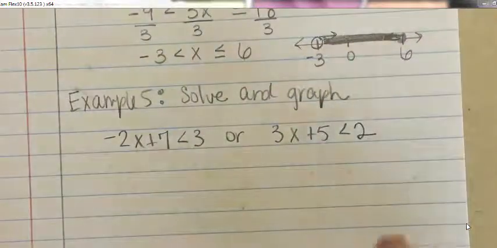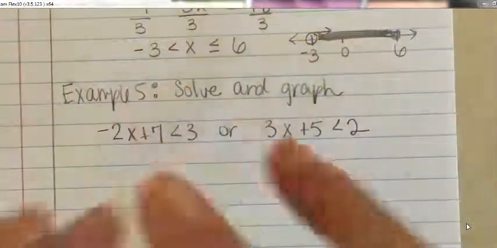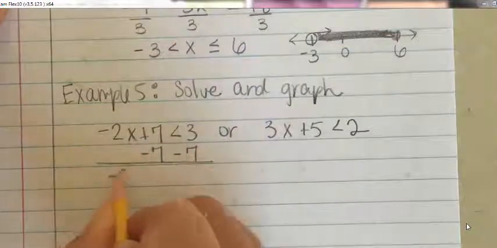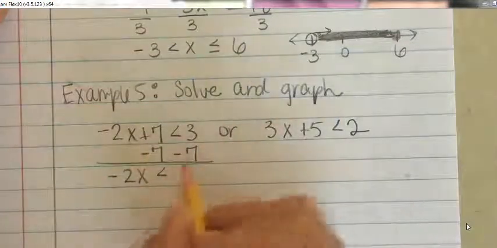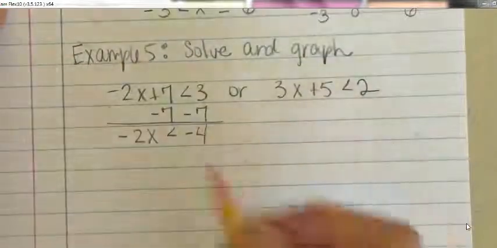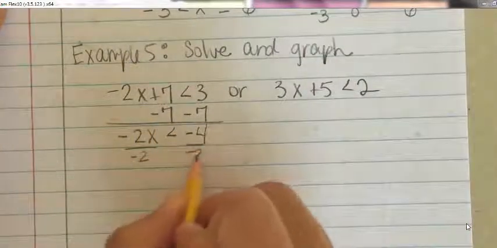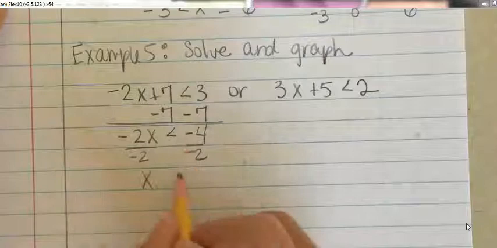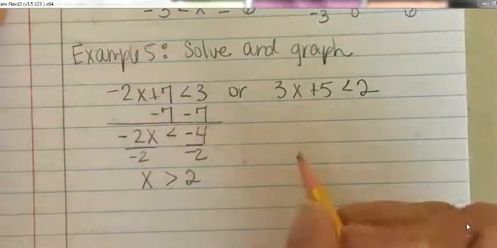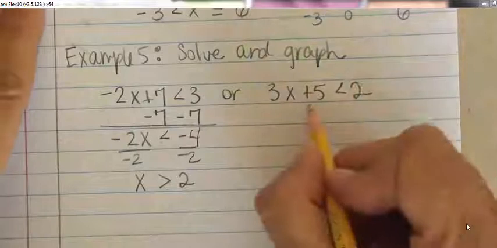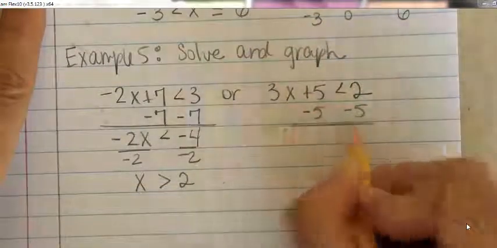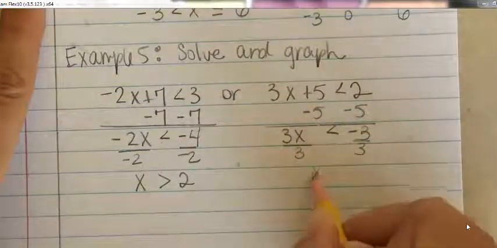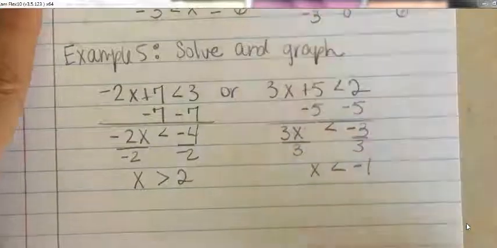So for these, you've been given two separate inequalities, solve them separately. So you're going to subtract 7 from both sides here. We've got -2x less than -4. Divide both sides by the -2. Notice I'm dividing by a negative, which means I'm going to have to flip that symbol. So this is actually x is greater than 2. Or let's solve the other one now. Subtract 5. I get 3x is less than -3. Divide both sides by 3. x is less than -1.